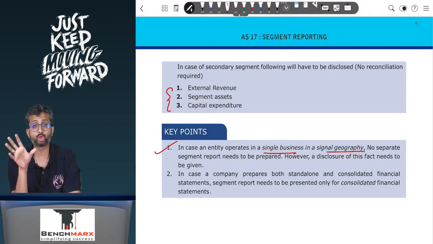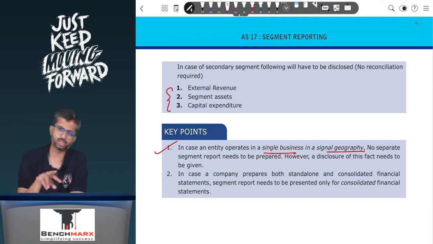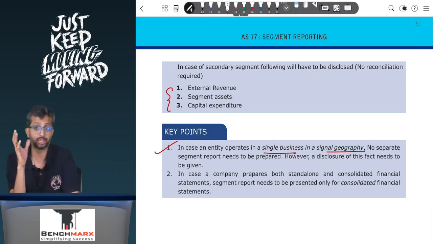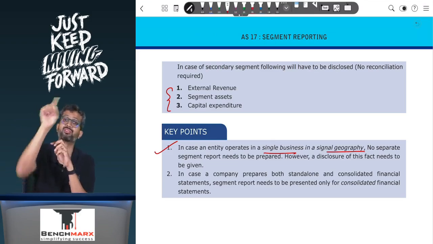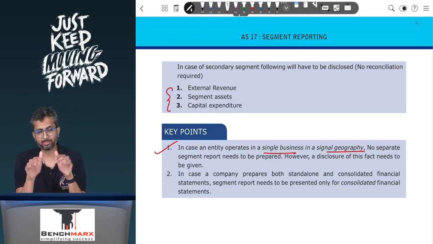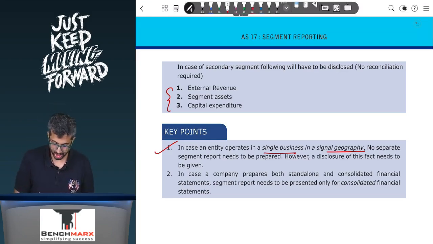In your annual report, you have to give both standalone balance sheet, standalone P&L, consolidated balance sheet, consolidated P&L, cash flow, everything. However, for segment report, the standard has given you a relaxation. That is, if you prepare the consolidated segment report, you are exempted from preparing the standalone segment report. If you want to prepare, you can still prepare, but it is not mandatory. So over here, that is another key point that you should be aware of.